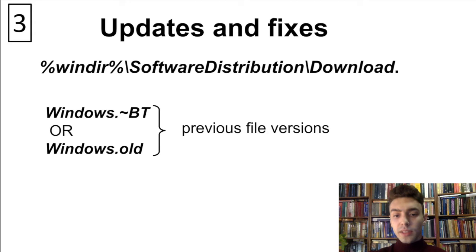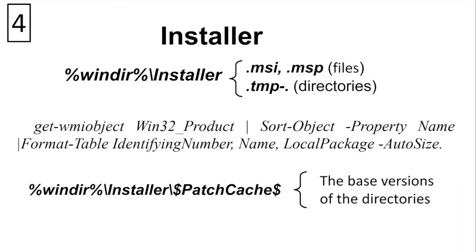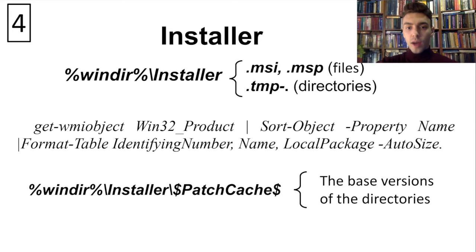All previous file versions are stored in windows.bt or windows.old directories in the root of the system volume for 1 month, which helps to roll back in case of any issues. The Installer directory occupies a relatively large size of the system partition. It includes a set of files with extensions .msi and .msp, and directories with extensions .tmp and tilde.